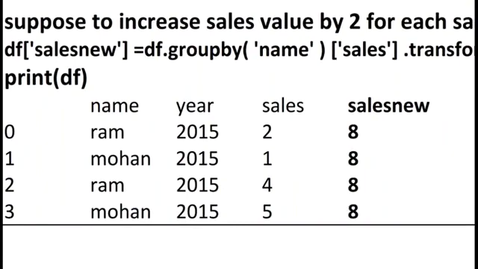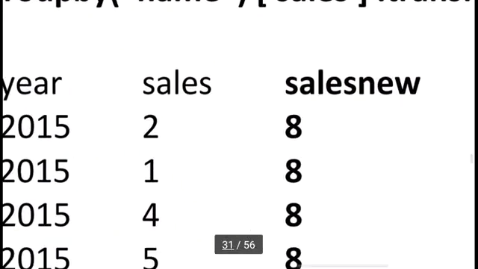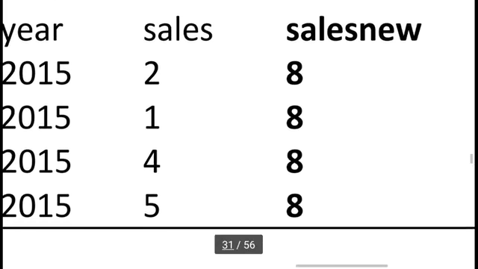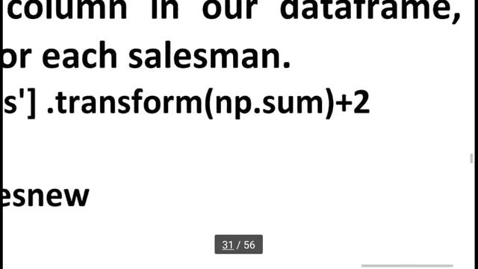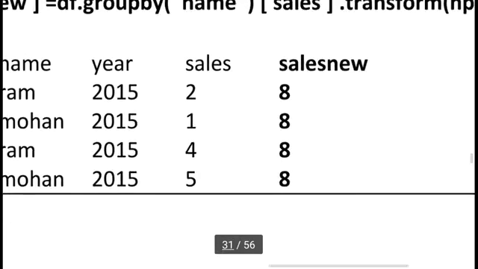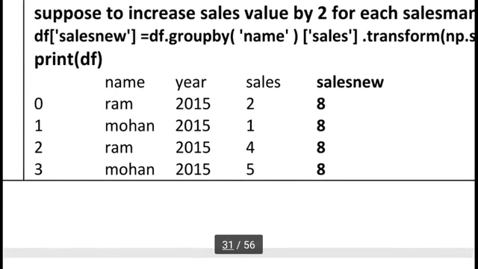Name, year, cells are already present, but here you can see a new column, cells new. All the cells new values would be 6, but here I am using plus 2, so 6 plus 2 is 8, 8, 8, 8. So we can increase the cells by 2 for every salesman, in all the rows, by creating a new calculated column. So transform is an important function. We can add a new column, and after adding a new column we can also perform a calculation.